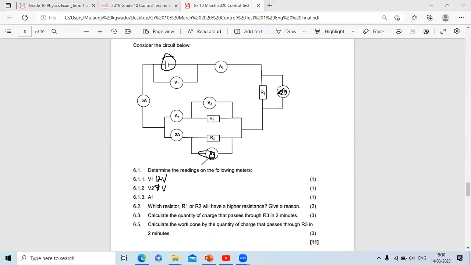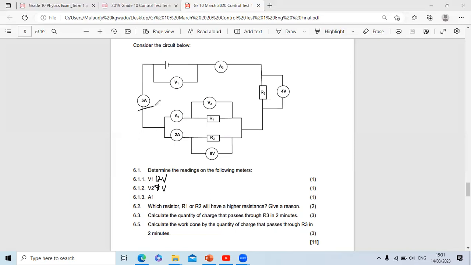Right, now we're going to move to A2. Oh, sorry, A1, which is here. Divider. So now we know that this is going to be an 8-volt reading. So now what we're going to do is check for the overall current going through the circuit.